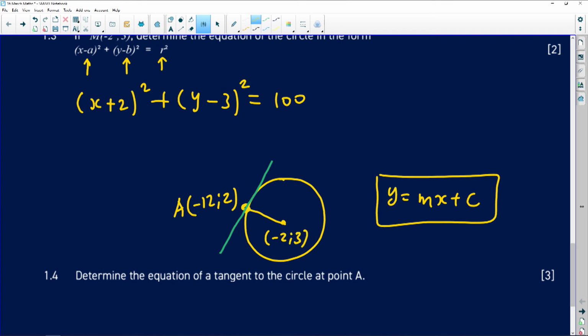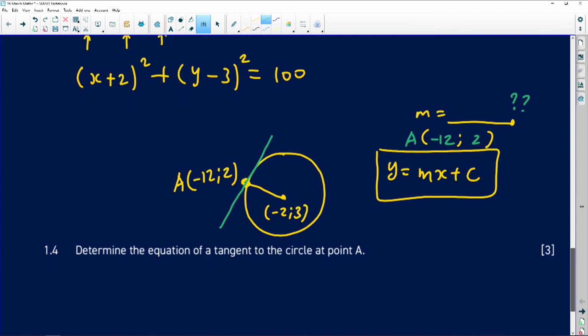So we want you to find the equation. You'll notice that if you're looking for the equation, we need to know what the gradient is, and we need a point. What do we have so far? Yes, we do have a point, which is point A. Those coordinates of -12 and 2 are going to be used, but we're struggling now with the gradient. How do you find the gradient of this?